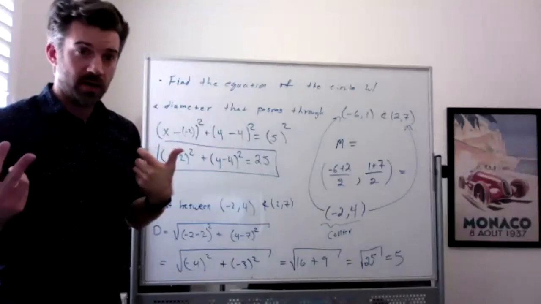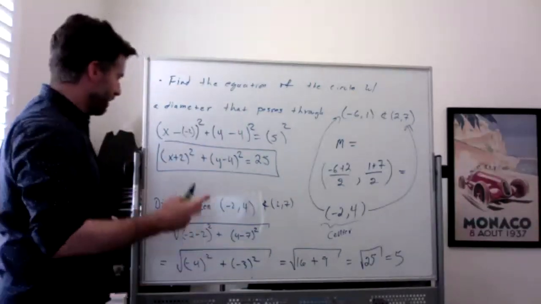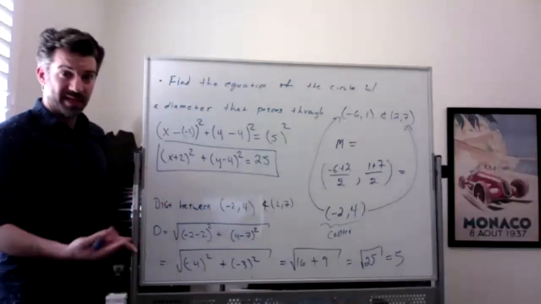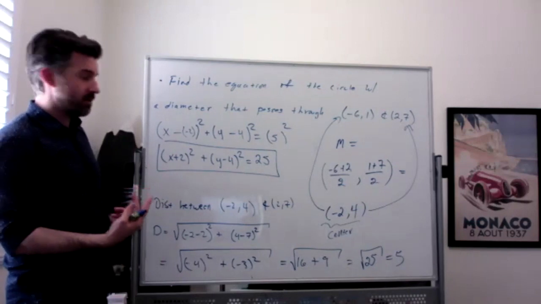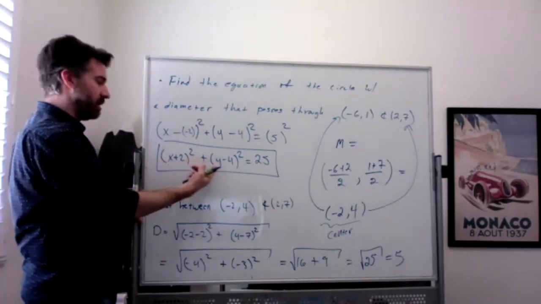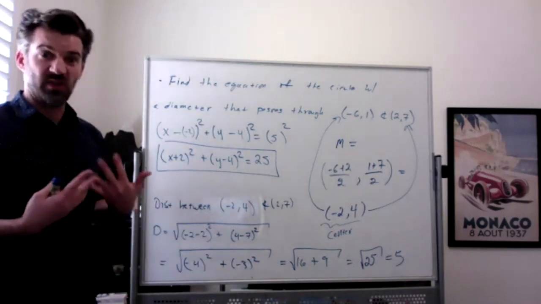Just as a quick check, I want to remind you guys, because this is really the way I think of it. If I look at this, I know that I've got it right, because if I plug in the center, I get 0 on the left. If I plug in -2 for x and +4 for y, this is 0 and this is 0. So that's how I always know that I've actually got the center correct.